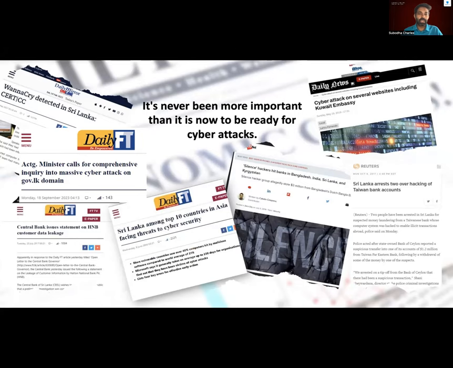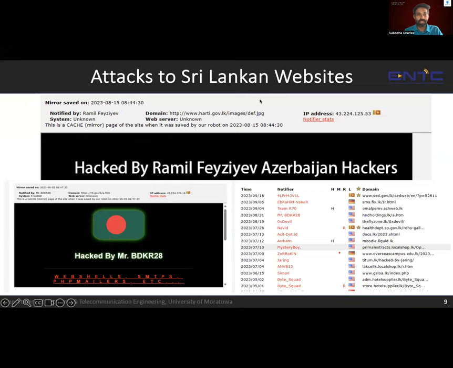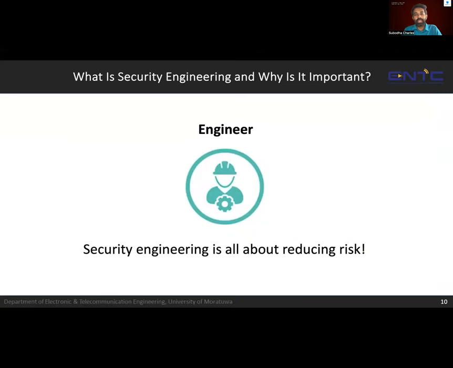If you are thinking that security is something that is applicable to North America or Europe, not that much for Sri Lanka, well, you are definitely mistaken. You can see some news articles here. A title says, Sri Lanka among the top 10 countries in Asia facing threats to cybersecurity. Here are some more examples of things that happened in the recent past, right? Things like ransomware, corporate espionage, different things can potentially happen. This is why the role of a security engineer is important. It is all about reducing risk. That is what we want to focus on.